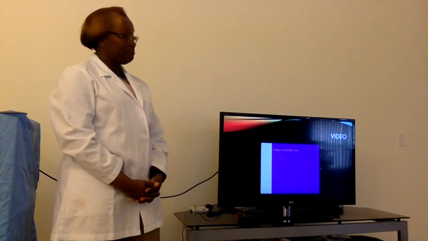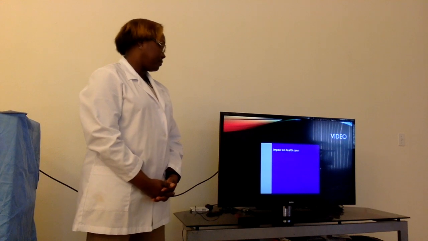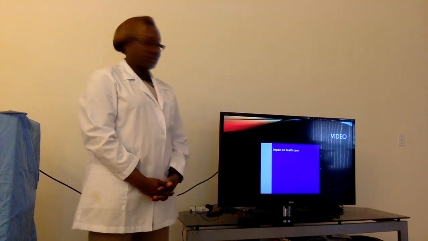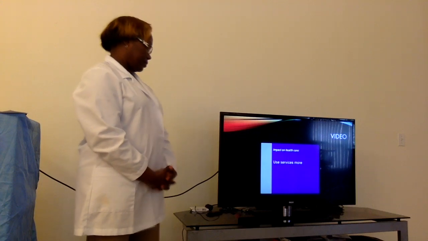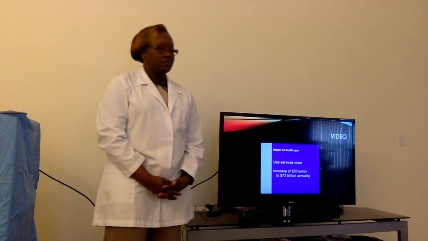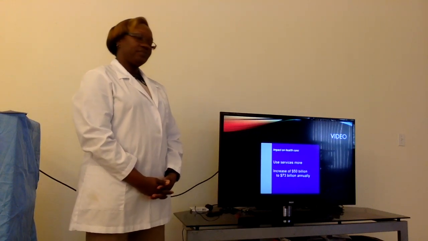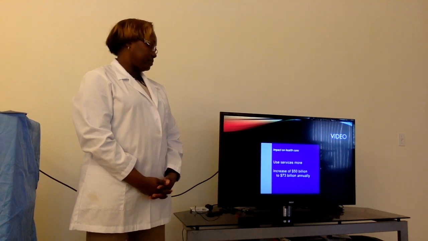Low health literacy impacts patients in all aspects of the healthcare system in many ways. In financial terms, patients with low health literacy use healthcare services more often and increase healthcare costs by an estimated $50 to $73 billion every year. The cost to patients can be equally high.